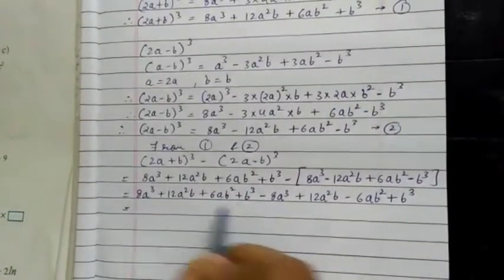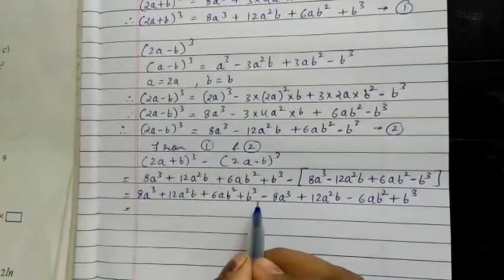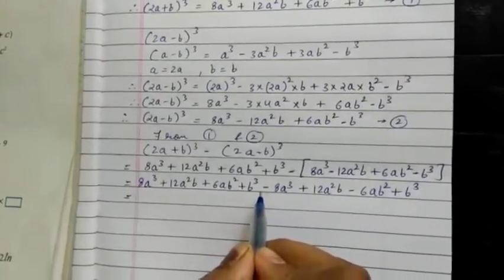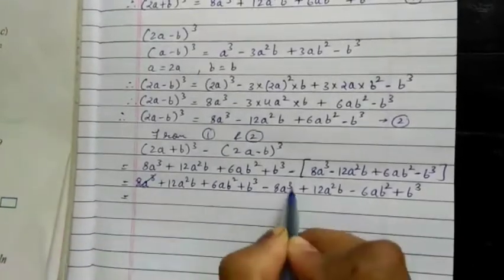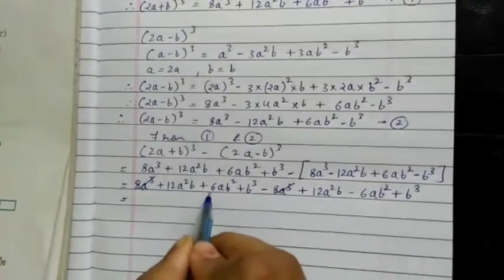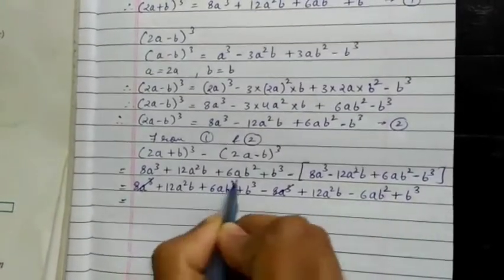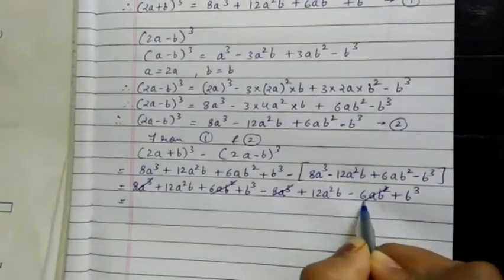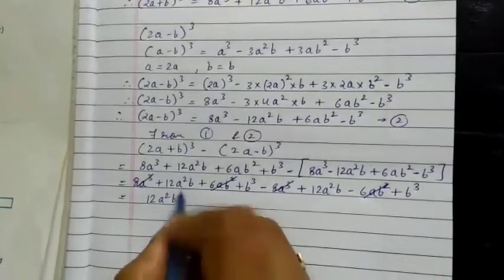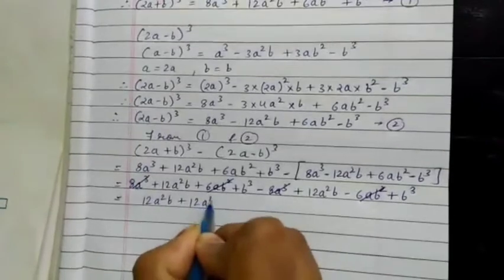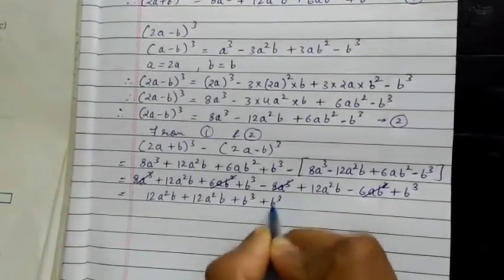Now see, similar terms with the opposite sign we can cancel them. So 8a cube and minus 8a cube, plus 6ab square and minus 6ab square. Now what is left there? 12a square b plus 12a square b, plus b cube and plus b cube.